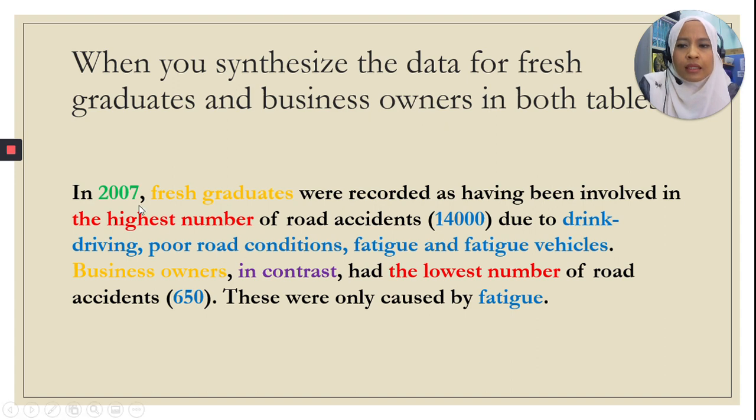This is for fresh graduates. And you combine the data together with the next key features from the second table. And this is what happens with the business owners key feature, together with the data and also the relationship with the second table. So this is how you analyze and how you synthesize your data.